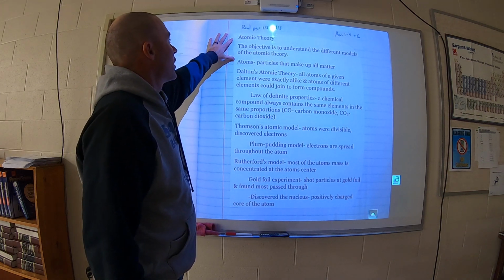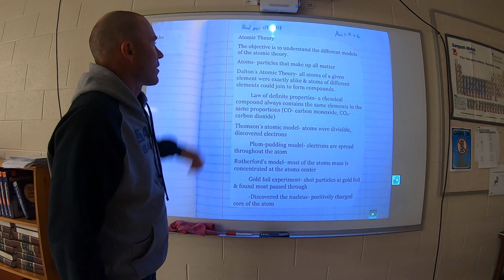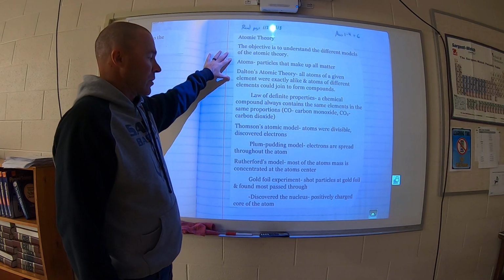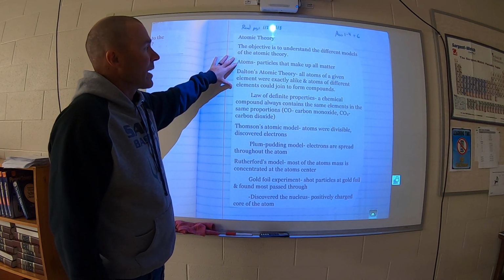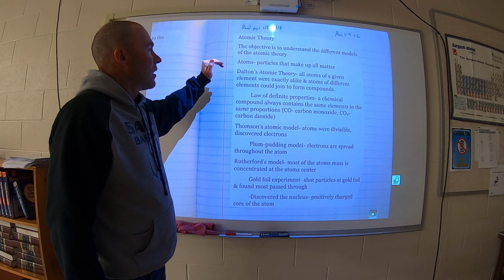So the objective for this section, which the title is Atomic Theory, is to understand the different models of the atomic theory. So we're just going to kind of introduce you to some ideas throughout history of the atom.